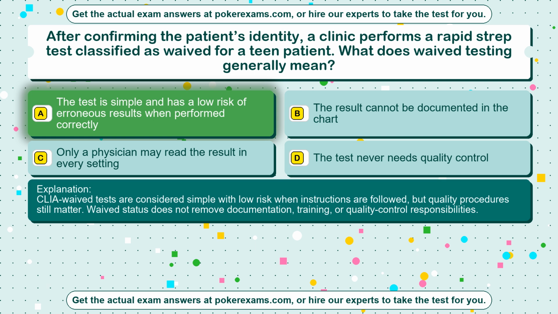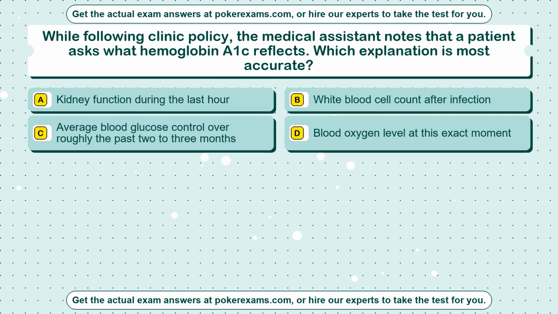CLIA waived tests are considered simple with low risk when instructions are followed, but quality procedures still matter. Waived status does not remove documentation, training, or quality control responsibilities. Question 28. While following clinic policy, the medical assistant notes that a patient asks what hemoglobin A1C reflects. Which explanation is most accurate?